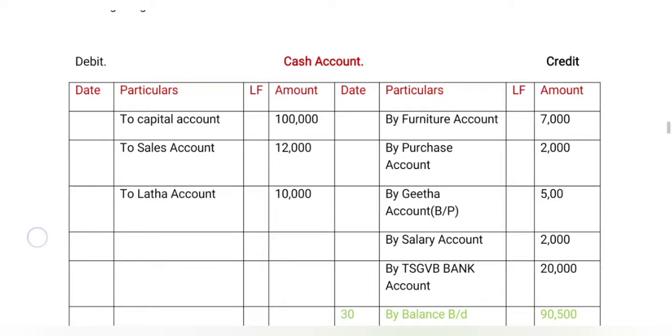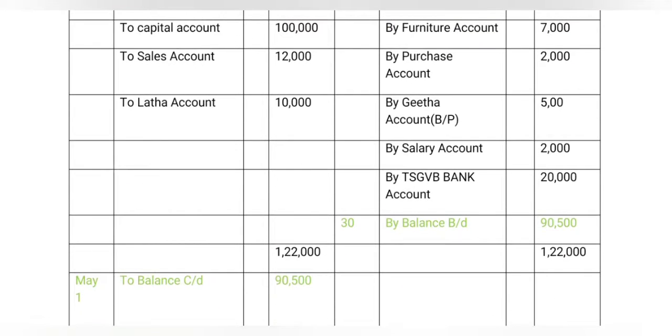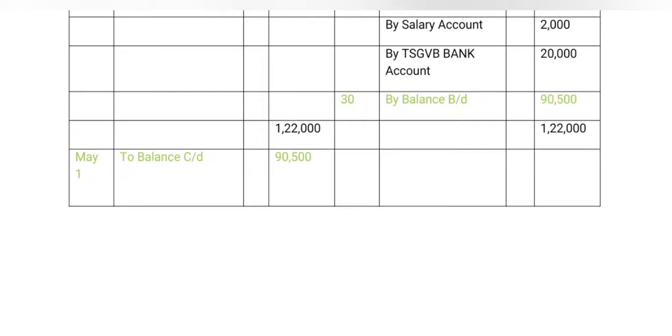Then after cash sales, the cash account is debit and sales is credit. So all credit side accounts are taken on the debit side, and all debit side accounts related to cash are taken on the credit side. After totaling the two sides, whichever is higher, take that for both sides. Then balance brought down and balance carried down.